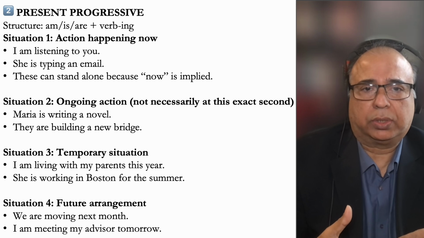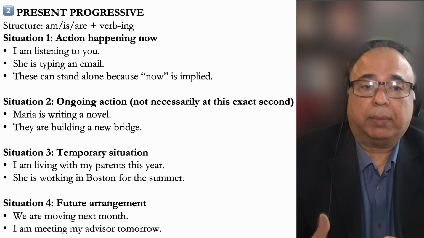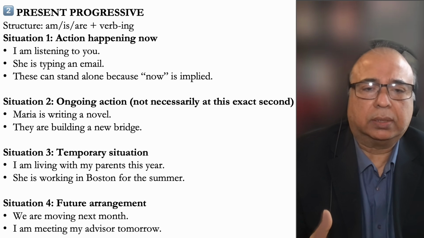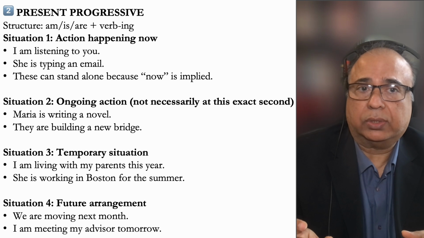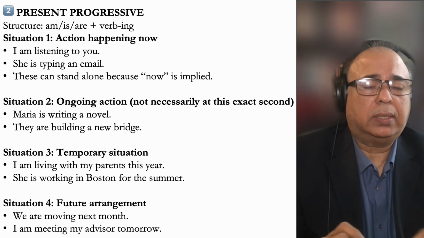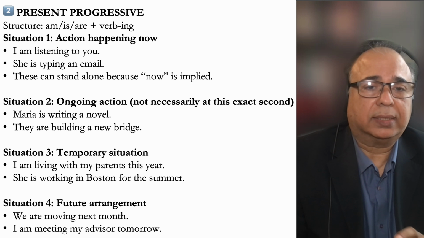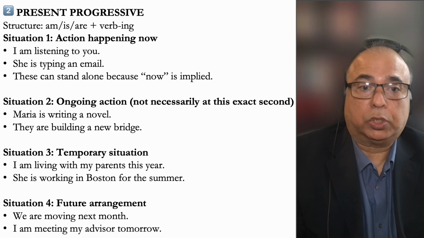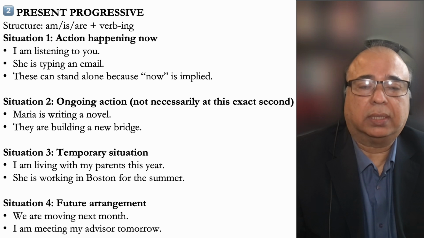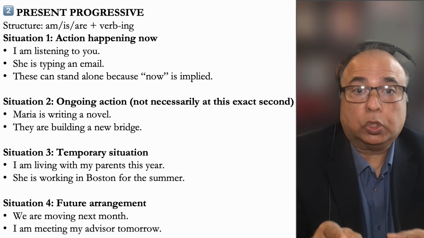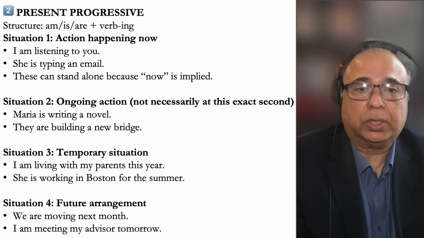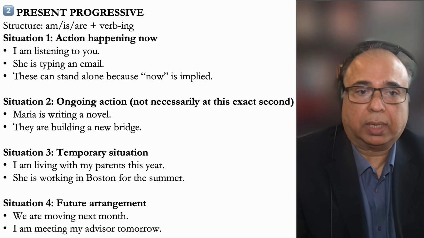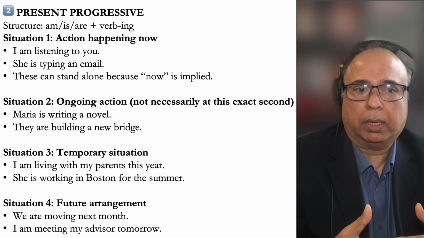Notice the structure of the tense. Am, like I am, she is, we are, and the verb has an ing ending, right, to express an action that is in progress. The first situation in which we use this tense is action happening now. I am listening to you. In fact, you are listening to me, and I am speaking to you, or I can say I'm teaching you right now. She's typing an email.